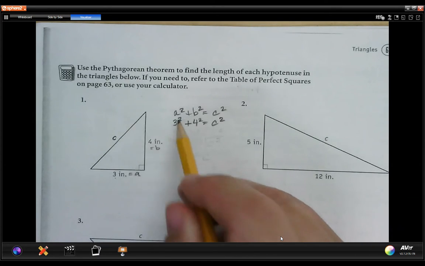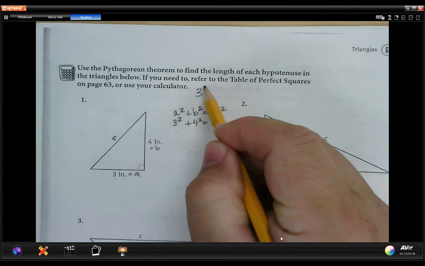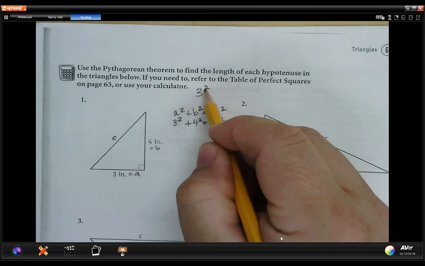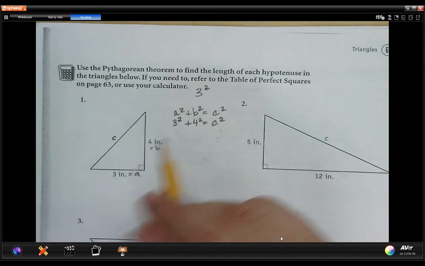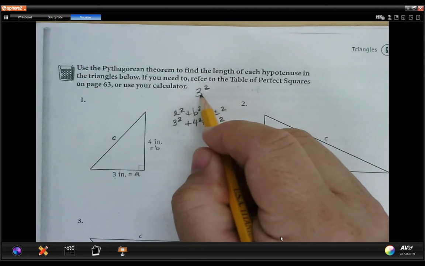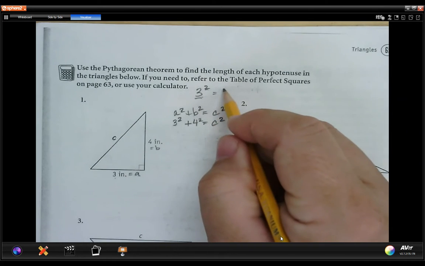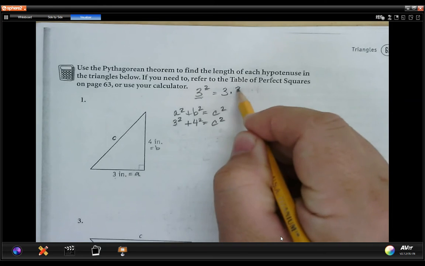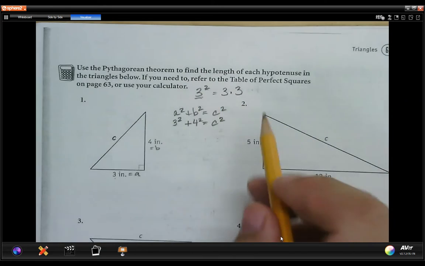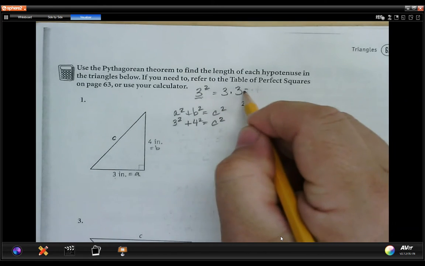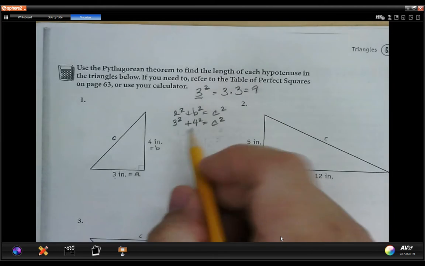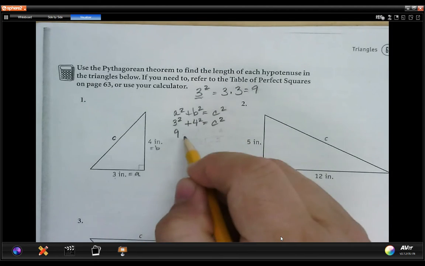We have 3 squared. Now think about what 3 squared really is. 3 squared, when I have this exponent up here, it's basically just telling me that I need to repeat this base. This is my base. I need to repeat this base twice and do multiplication in between. So 3 squared is the same thing as 3 times 3. Well, 3 times 3 equals 9. So 3 squared would be 9.